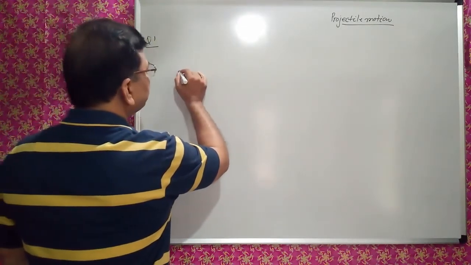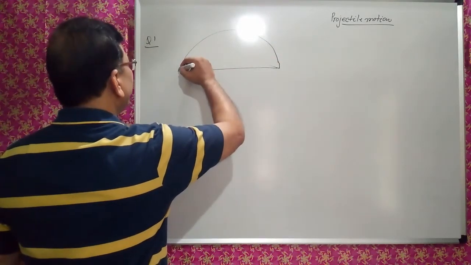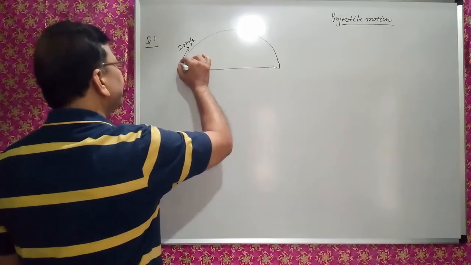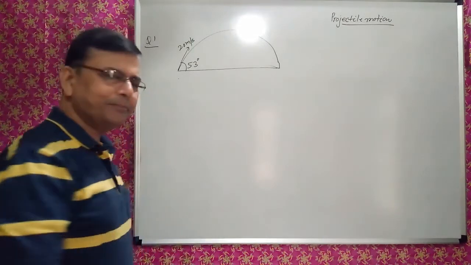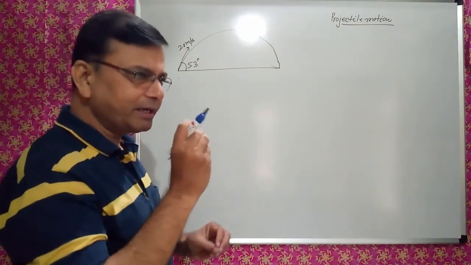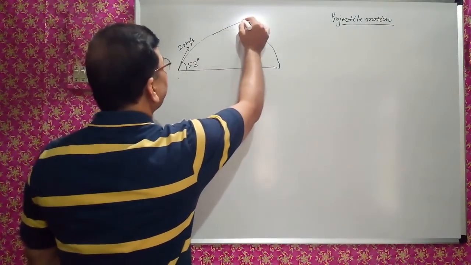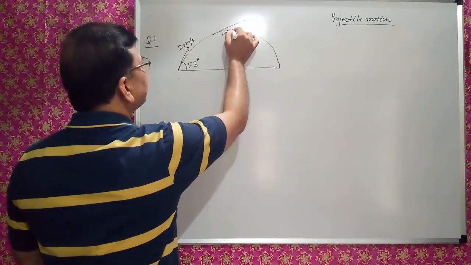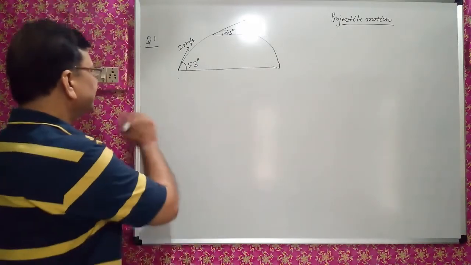सो एक क्वेश्चन इस तरह से है कि एक प्रोजेक्टाइल इज प्रोजेक्टेड with a velocity of 20 meters per second at the angle of 53 degree, right? Then at what time its velocity will be making an angle of 45 degree with horizontal. So this is the question.